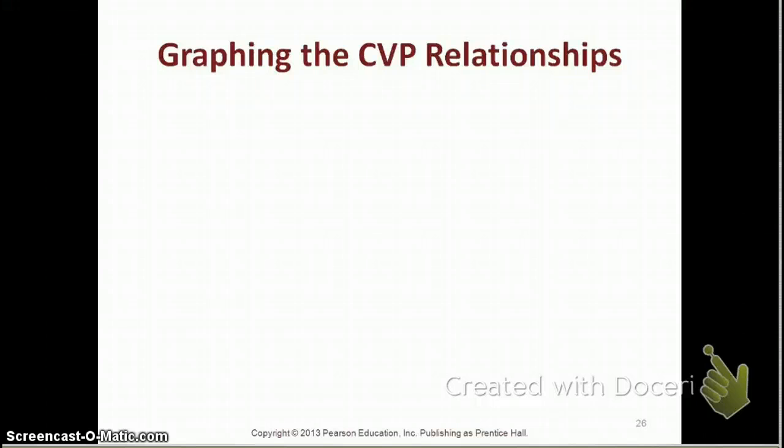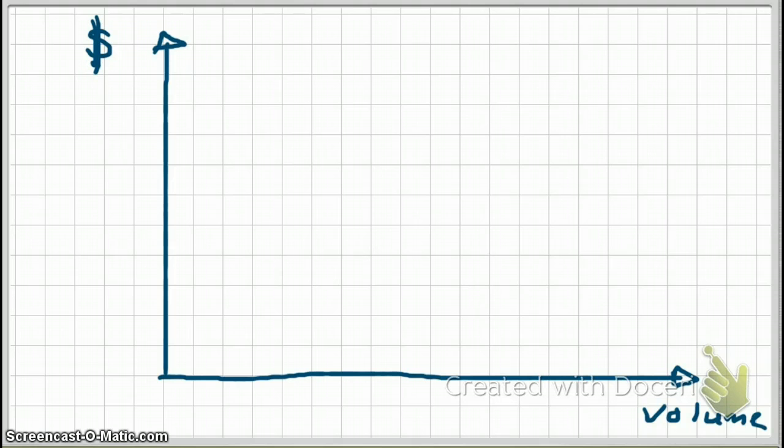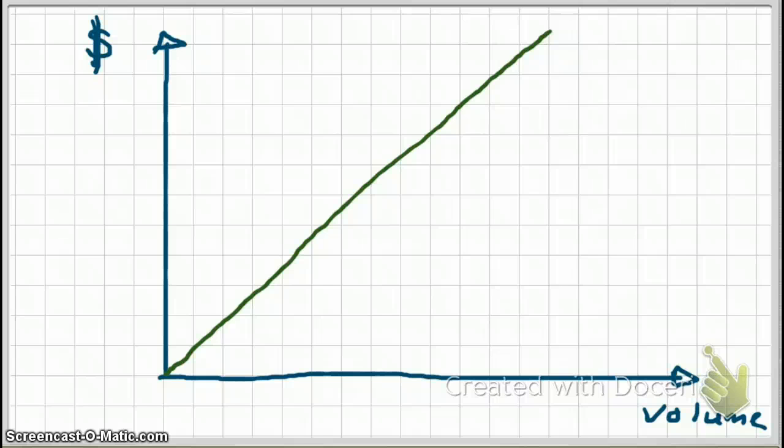Let's take a look at your break-even point on a graph. You have your y-axis and your x-axis. Your y-axis represents dollar amount and x-axis represents volume. First, we will be drawing our sales revenue graph. Your sales revenue starts at 0 and it's a straight line extending upwards. The reason it starts at 0 is that if you sell 0 volume of units, you have 0 sales revenue, and then it extends on. The slope of the graph is the sales price per unit.